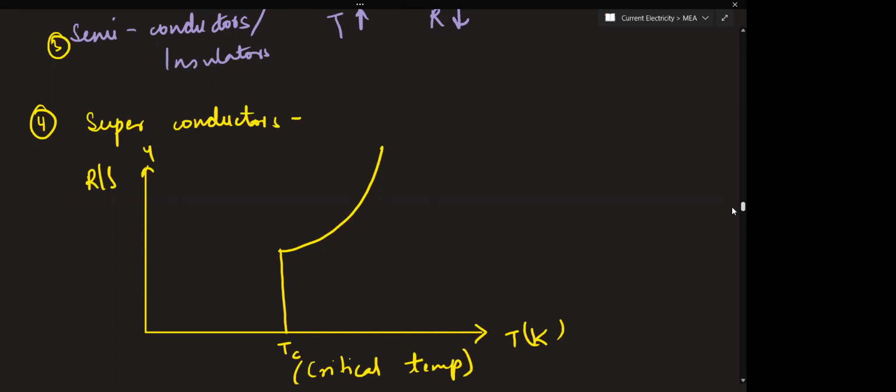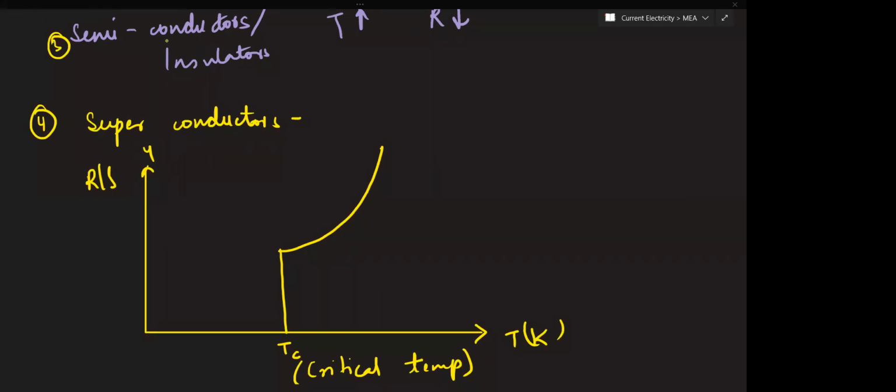Ma'am, could you explain superconductors again? Graph. Superconductors, see, the superconductor structure will take a lot of time. So I'm not explaining the structure, but just remember, in case of superconductors, what happened?